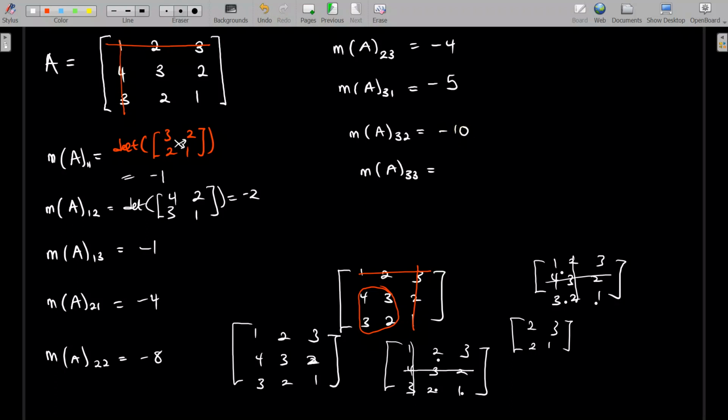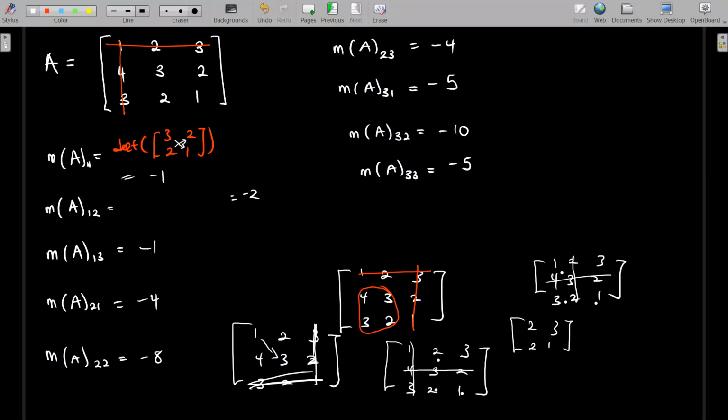And then you go to M33, which means I'm deleting the last row and the last column. So row 3 and column 3, and then I'll be left with 1 times 3 minus 4 times 2. So 3 minus 8 is negative 5. Right, so these are the minors for this 3 by 3 matrix, and I hope you'll be able to do that.